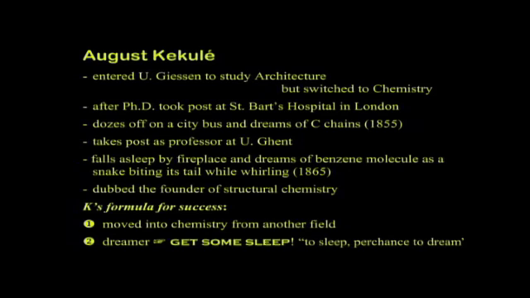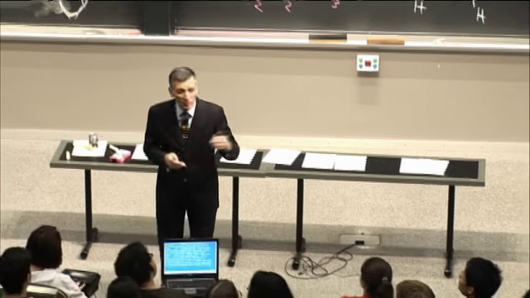So he studied architecture, switched to chemistry, and then he got a job in London, and he used to fall asleep on the bus to his apartment. One day he was sleeping on the bus, he woke up, and he'd been dreaming about carbon forming chains. In 1855, he proposed carbon chains.